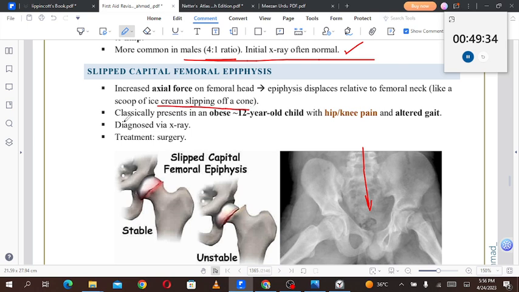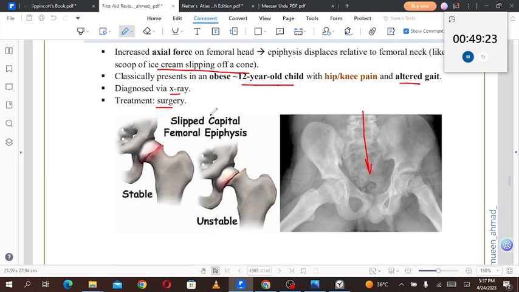Okay. It classically presents in an obese child more than 12 years old with hip and knee pain and altered gait, diagnosed via X-ray, and treatment is surgery. So here you can see the slipped capital femoral epiphysis.